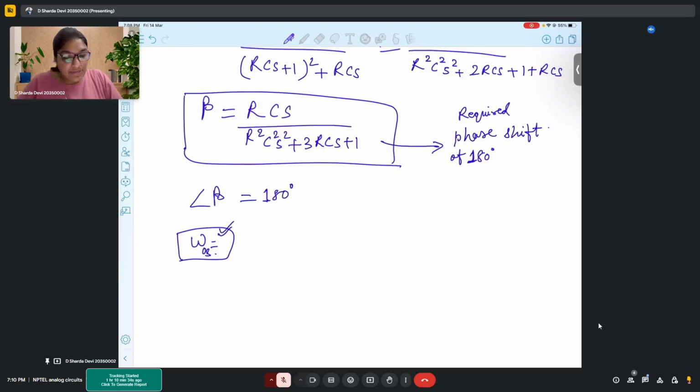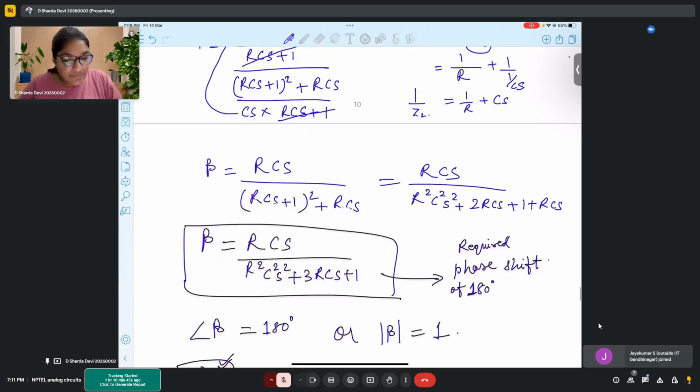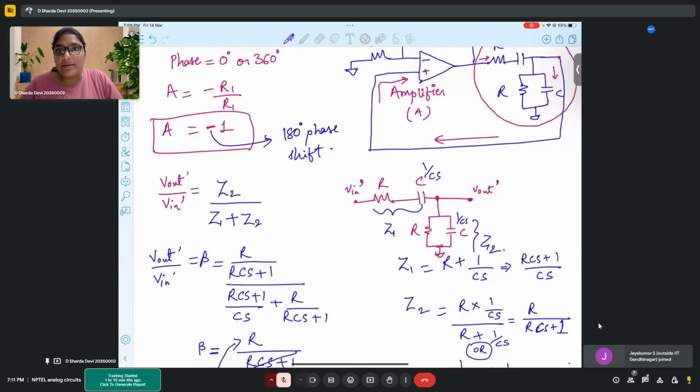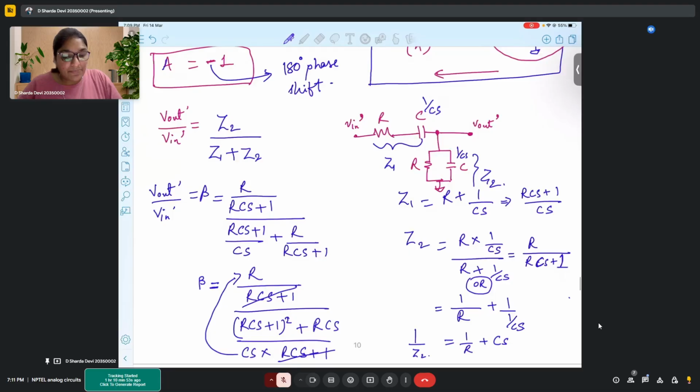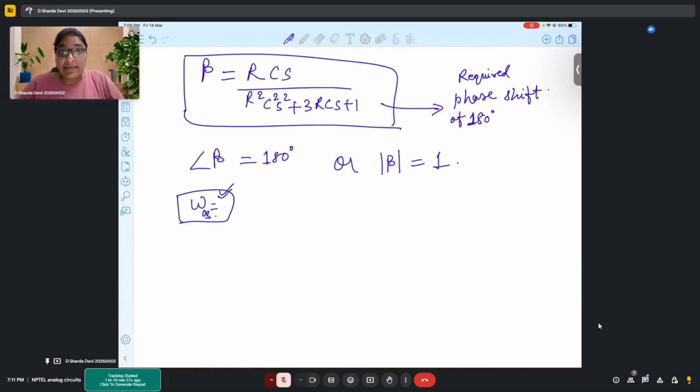So this is one idea, that is, you can either go by angle of 180 degree and you solve this to get the value, or what we can do is we can find beta and we can equate it with 1, because we already know that A is 1, right? And we want A beta to be 1. So that means the magnitude of beta should also be 1, A into beta. So if we get beta is 1, then whatever is the value of omega, we can substitute it and we'll find the oscillating frequency, right? So we can go by either way. By using both the solutions, we'll get the same results only.